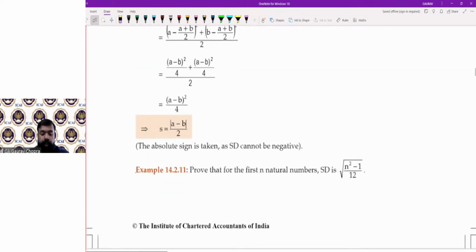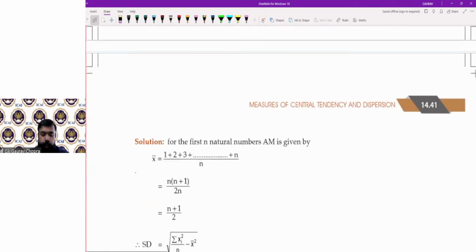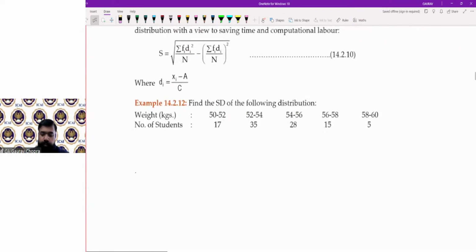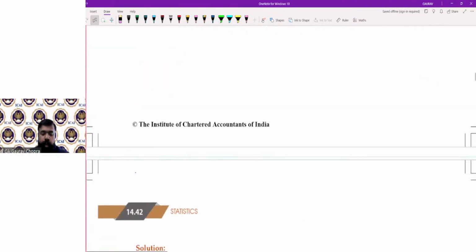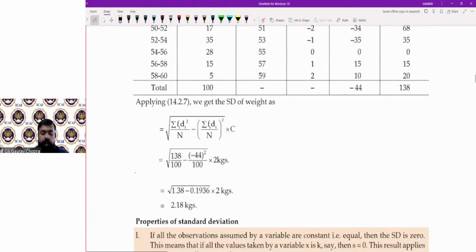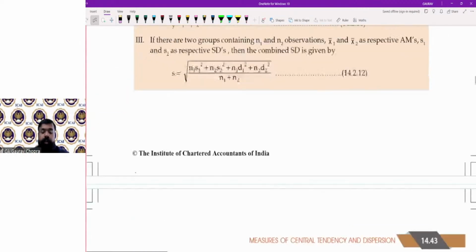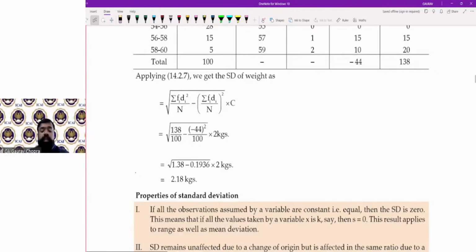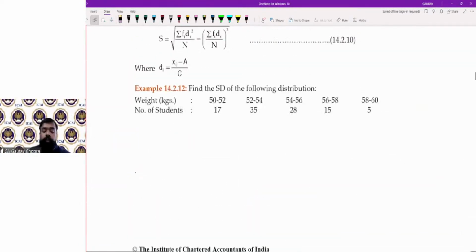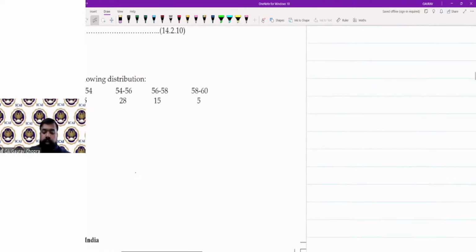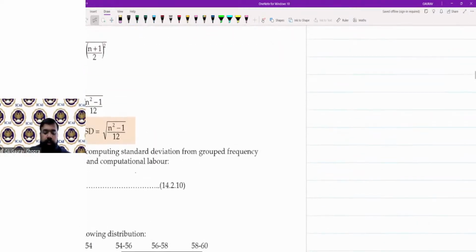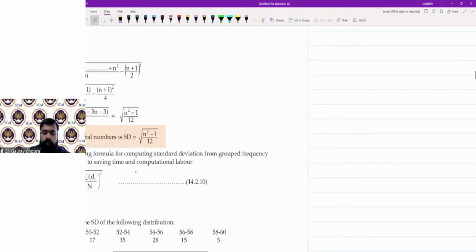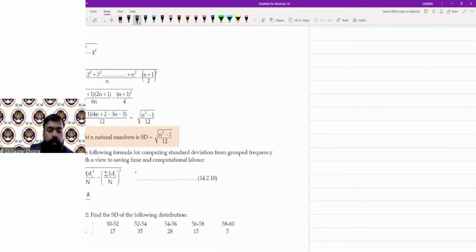Now this 10th one property we have already covered. This property also we have covered. Yes, now it is the time for discrete and continuous series. So in case of discrete and continuous series, the formula will be a bit different. So let us write that also. Discrete and continuous series. So SD in discrete and continuous series.